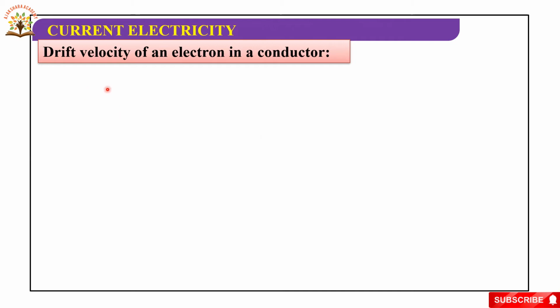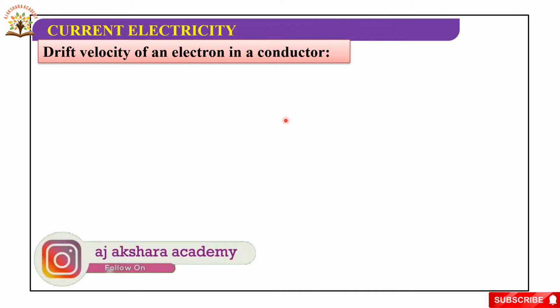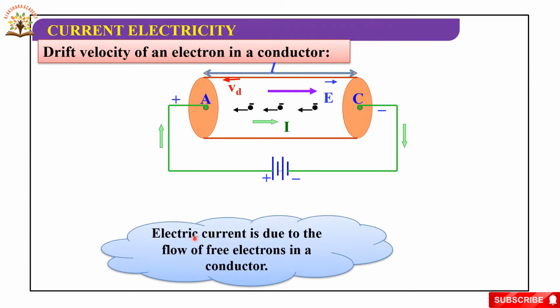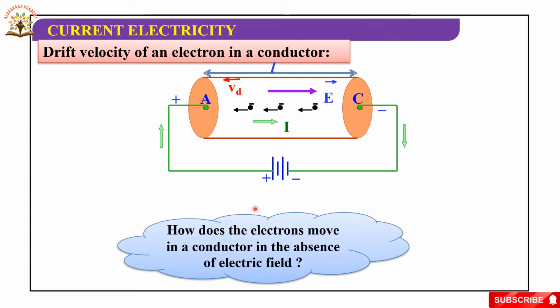Now, drift velocity of an electron in a conductor. See here, this is a conductor. This conductor is connected to a battery, with a positive terminal and a negative terminal. Electric current is due to the flow of free electrons in a conductor. This conductor has a length L. How do the electrons move in a conductor in the absence of electric field? Let us discuss.